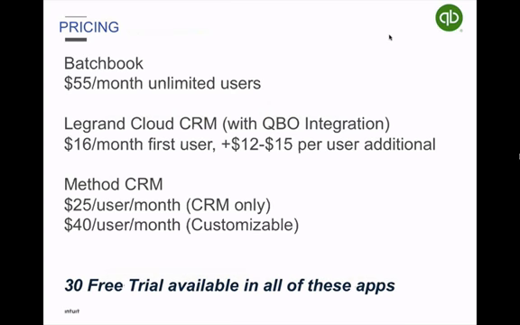From a high-level pricing standpoint, Batchbook is $55 a month for unlimited users. Legrand is $60 a month for the first user, and then $12 to $15 per additional user, depending on which version, the standard or the pro. And Method is $25 for CRM only and $40 for the fully customizable version that we spoke about. All three of them have a 30-day trial.